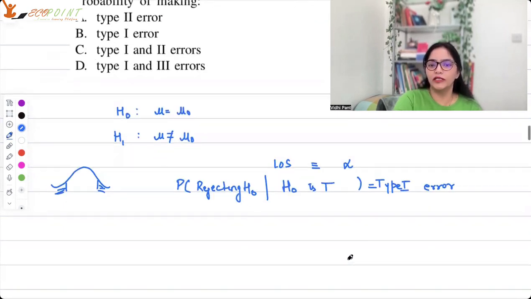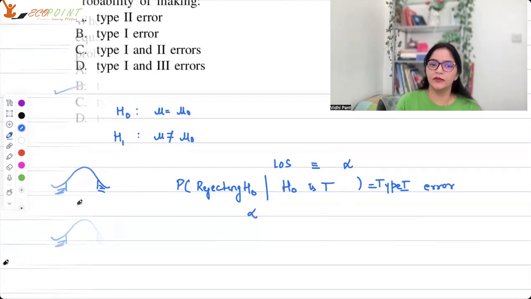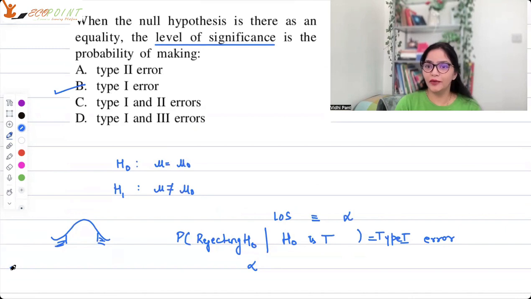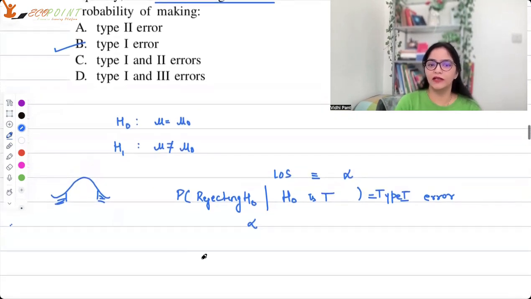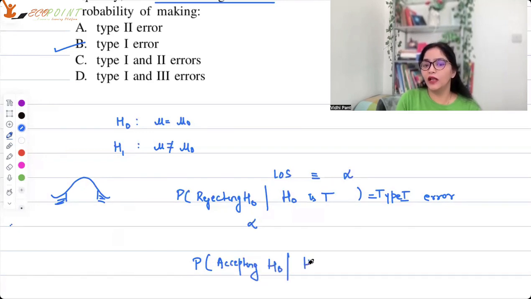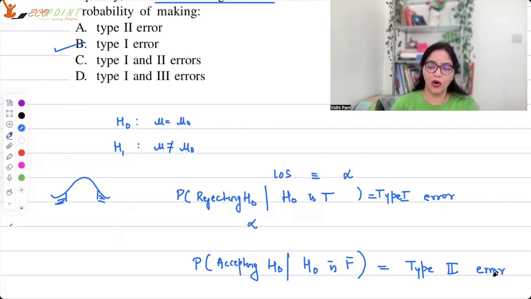And this probability is equal to alpha, or the level of significance, because with this, you should quickly be reminded of type 2 error as well. So that's the probability of accepting the null hypothesis when the null hypothesis is actually false and the alternate is true. That is what type 2 error is, because this is clearly an error. You should not accept the wrong hypothesis.